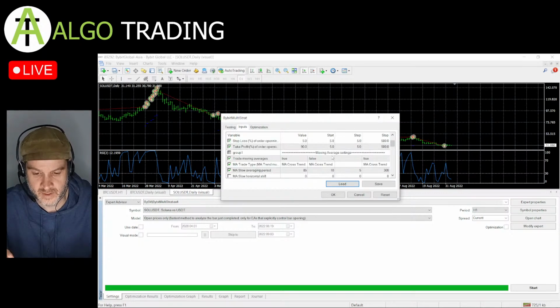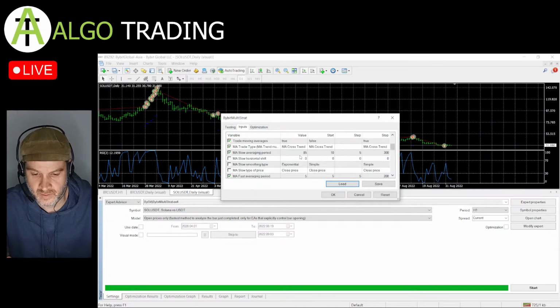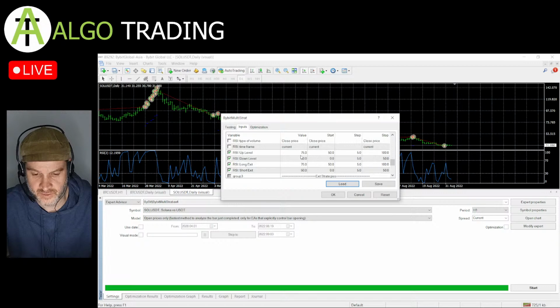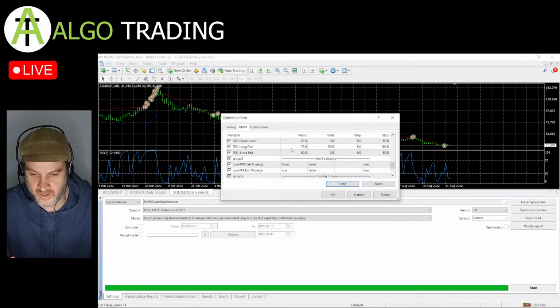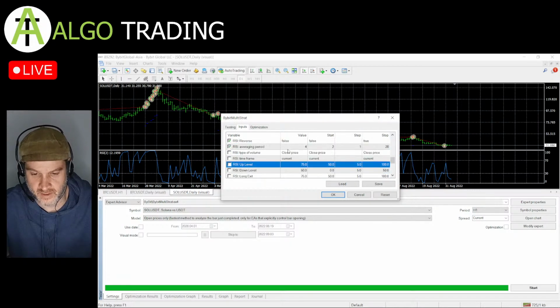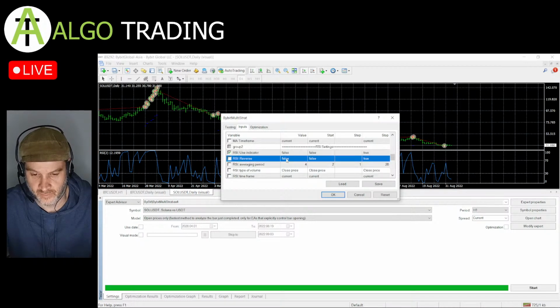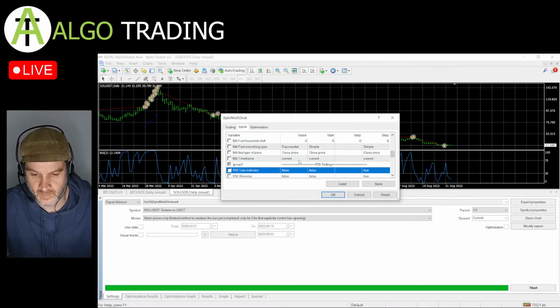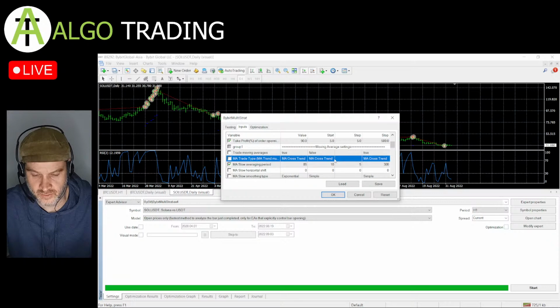So now what I'm going to do, it is a crossover strategy. It's not using RSI, it's not even using RSI exit. So we're going to untick everything for RSI because we don't need it. It's not using it at all.